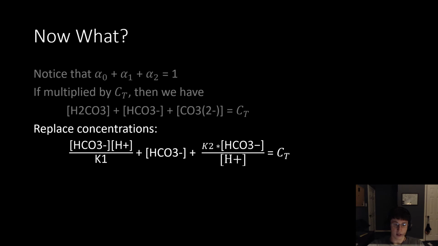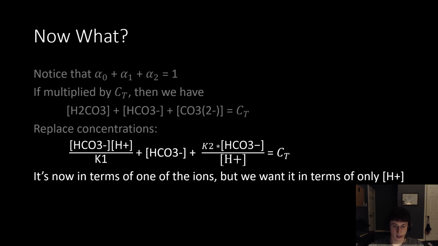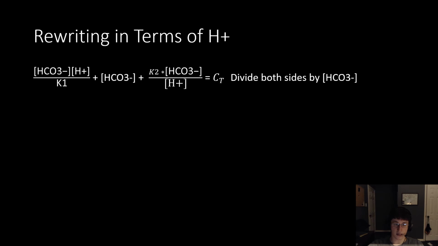And so using that expression, we can replace the concentrations with the isolated concentrations that we obtained, where we isolated the concentrations and rewrote them in terms of bicarbonate and hydronium. And this is our new expression for the analytical concentration of carbon. And so it's in terms of one of the ions, which is bicarbonate, but our end goal is to only have it in terms of hydronium. So how will we do that? We can begin to rewrite it in terms of hydronium now.